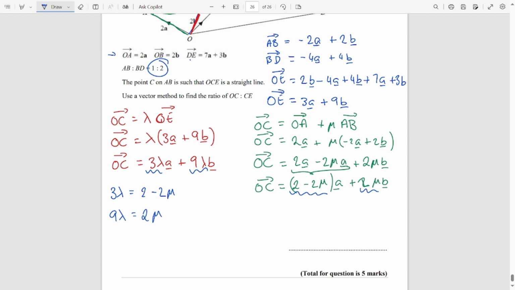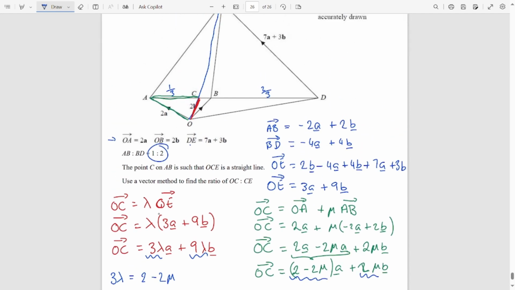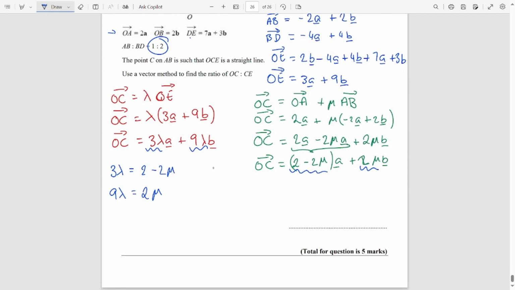Now we have a simultaneous equation. You could go ahead and solve this simultaneous equation and find both lambda and mu. We actually only need one of them. What I'm interested in is this red thing here. I want to know what fraction this was, and this was lambda. What fraction of the way are we along the OE line? So to work out lambda, what we're going to do is rearrange this second equation to get mu, and then I'll substitute that into the first.